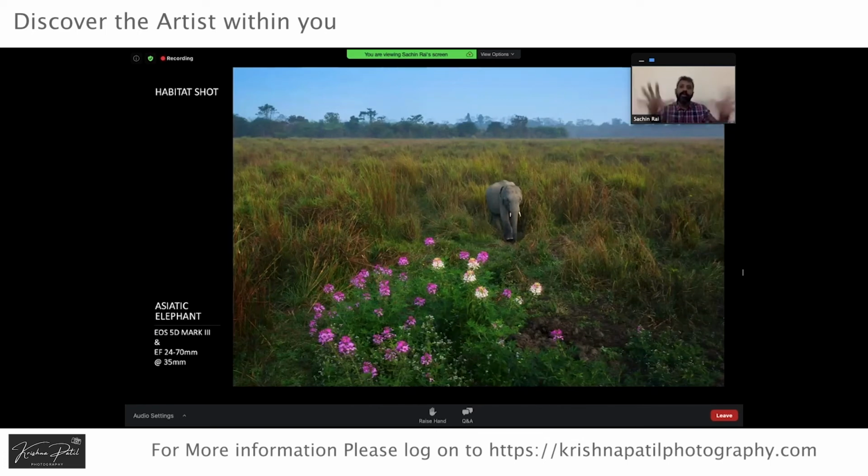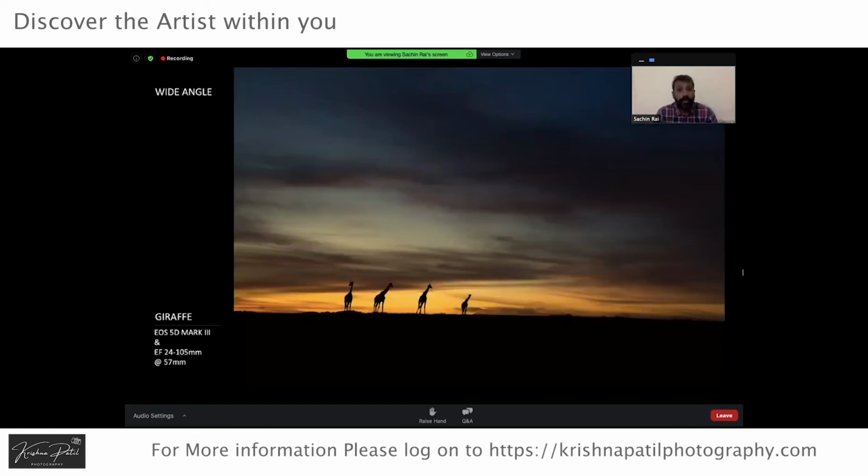So there's an elephant walking there. I want to take the grassland, the elephant, and the flowers, right? So imagine I zoom in and take only the elephant. I've not done justice to this beautiful landscape, the beautiful view that I have. That's why I'm saying a wide angle will help. Look at this. It's the sky that is talking to me as much as the 4 giraffes are.